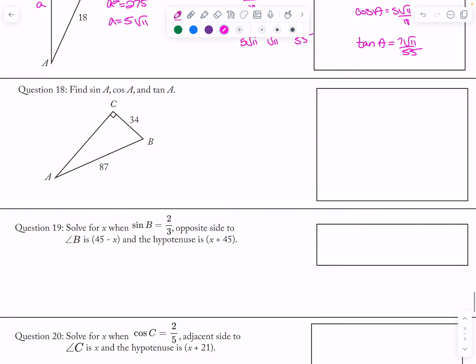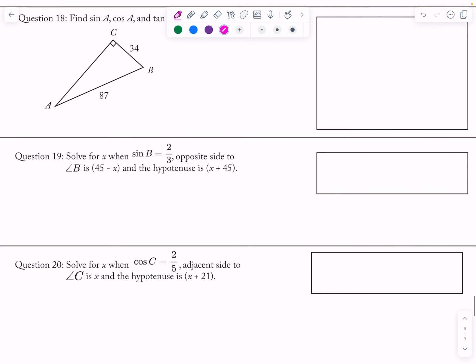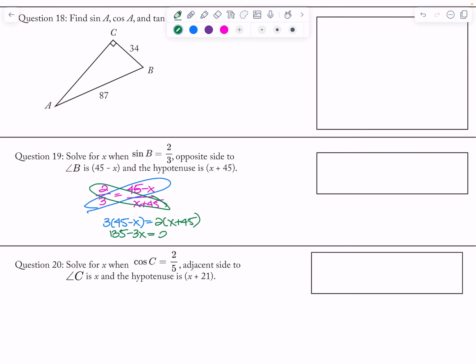Okay, and then 19 is sine, which is the same thing as opposite over hypotenuse. So 2/3 is the same thing as 45 minus x over x plus 45. And I'm going to cross multiply. So 3 times 45 minus x is equal to 2 times x plus 45. So that gives me 135 minus 3x is equal to 2x plus 90. So then 5x is equal to 45, so x is equal to 9.